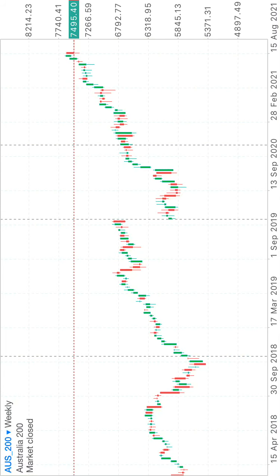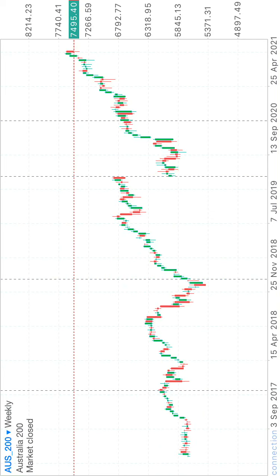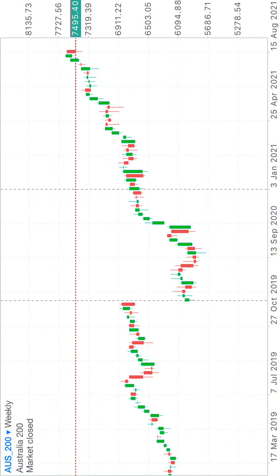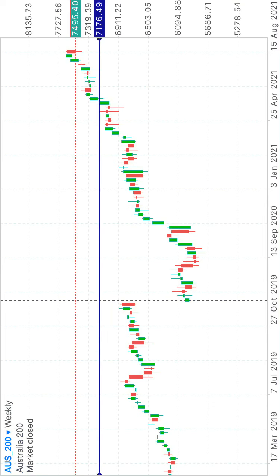Okay, the first thing, if you can check on the weekly on AUS 200, we're on an uptrend. Why? Because if you can check the current price, which is at 7495.40, it is still above the swing low, which is 7176.49, meaning on a weekly chart we're on an uptrend, right?